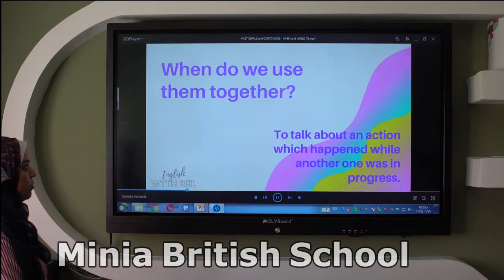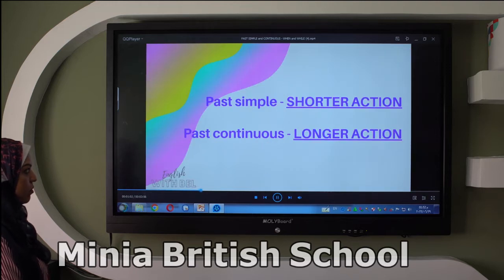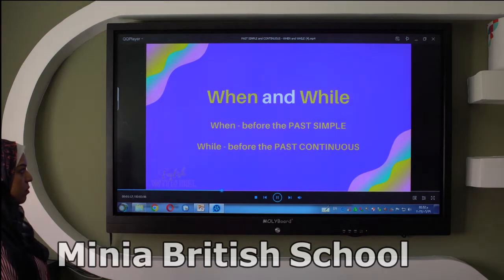Now, why do we use both tenses together? We do so when we talk about an action which happened while another one was in progress. When this happens, we use the past simple to talk about the shorter action. This is the single event. And we use the past continuous to talk about the longer action. This is the action in progress. Now, we have two words which are generally used together with these two tenses, and they are when and while. We use when before the past simple and while before the past continuous.